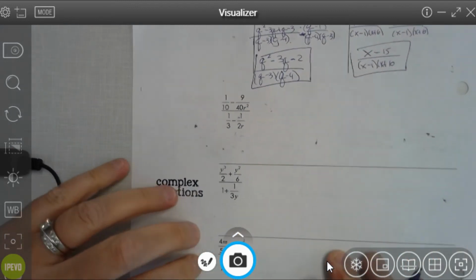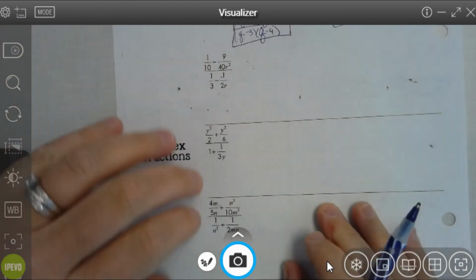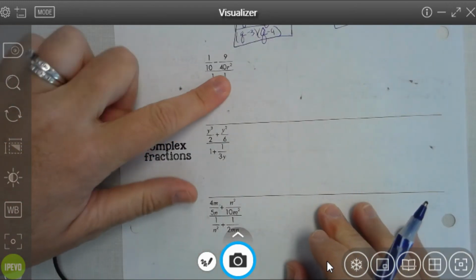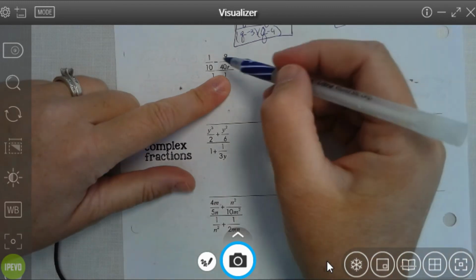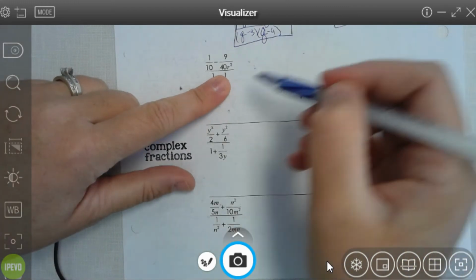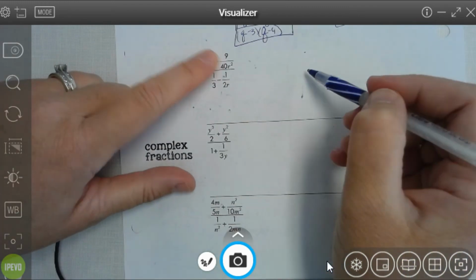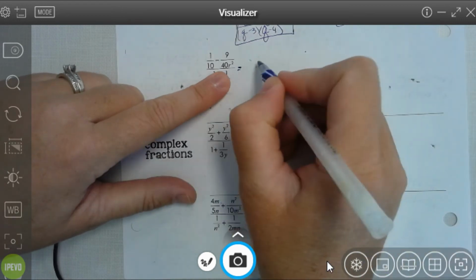All right, down to the bottom, complex fraction. So complex fraction is a fraction where there's a fraction inside of a fraction. So we're going to treat these as two separate problems. I'm going to do the top first, get a common denominator, get an answer. Then I'll come back and do the bottom. Same thing, and then we'll see what happens. So let's first just do the top part.